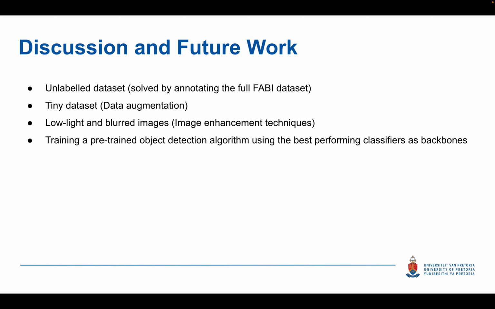In the next slide, I will discuss some of the challenges that we experienced while working on this project. The dataset that we got from FABI, as indicated by Panashe, was a very small dataset, so we needed to do some sort of data augmentation to solve for that. And most of the dataset was unlabeled as well, so we needed to create the bounding box annotations. And in the IP102 dataset, some images were taken in low light conditions. Some images had watermarks over them, so we needed to perform some sort of image enhancement techniques to solve for that. And then in the next slide, we move to the demo.